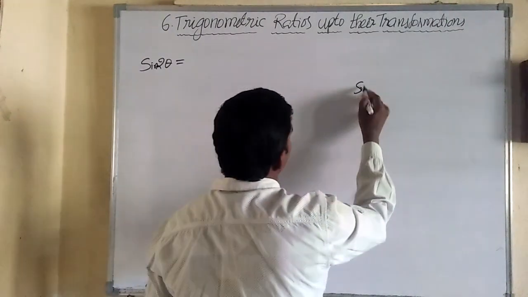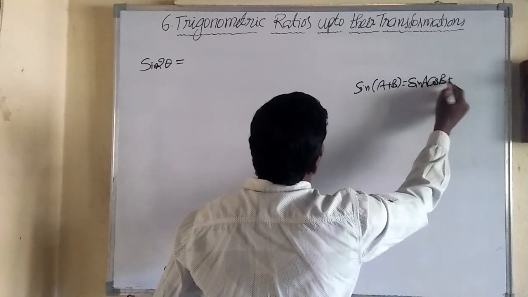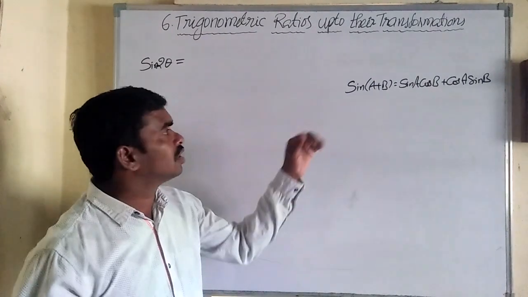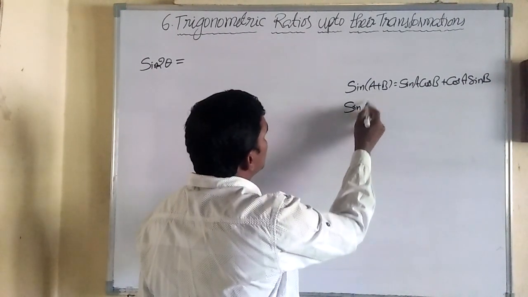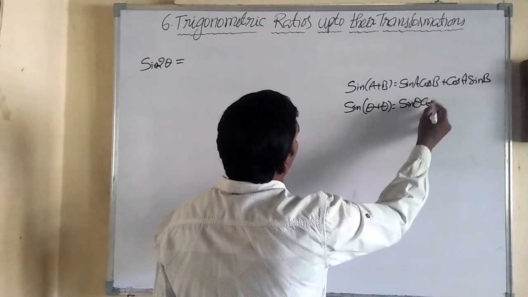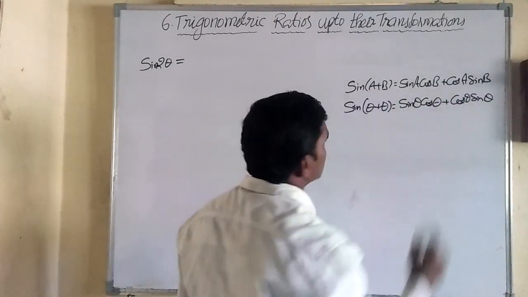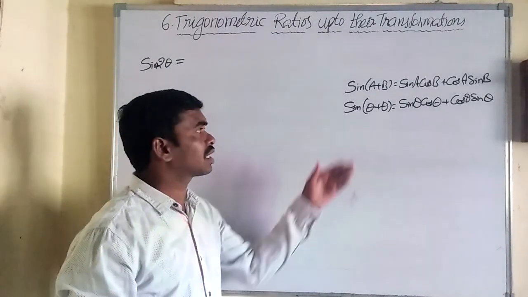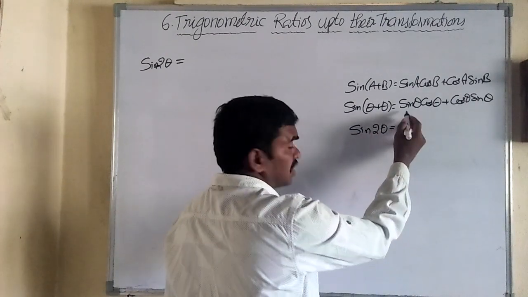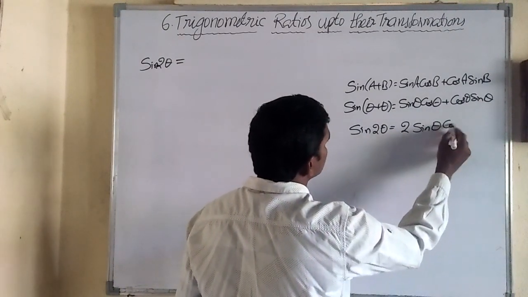See, for example, we have the sin of A plus B formula. What is it? Sin A cos B plus cos A sin B. From this formula, take A as theta and B also as theta. You will get sin theta cos theta plus cos theta sin theta. Instead of A and B, both are taken as theta, so theta plus theta becomes 2 theta. This is sin theta cos theta, and this is also sin theta cos theta, so totally there are 2 sin theta cos theta.